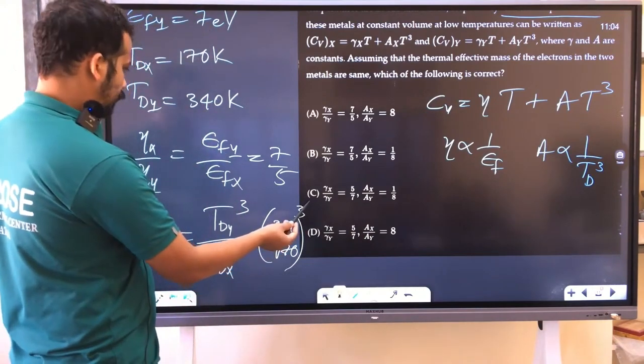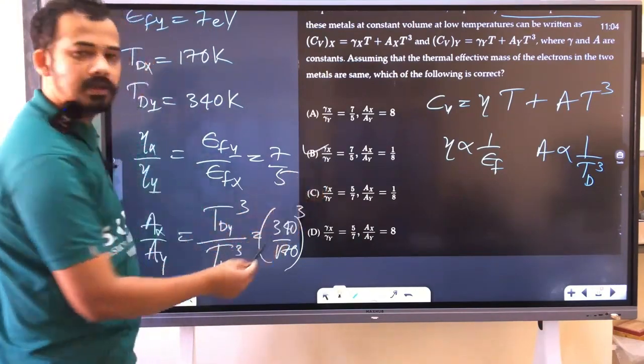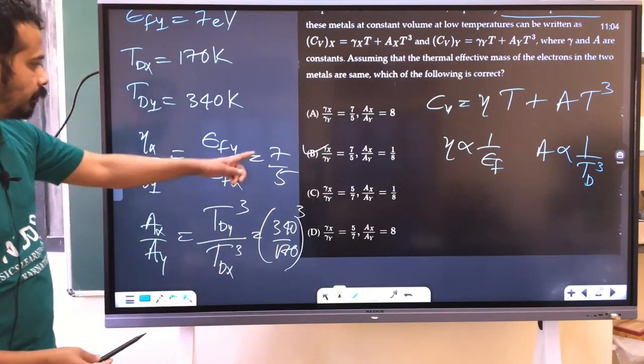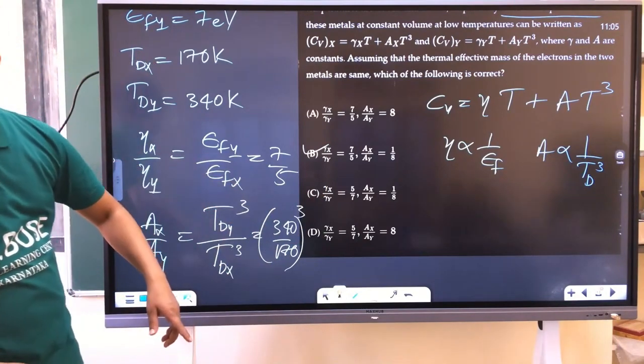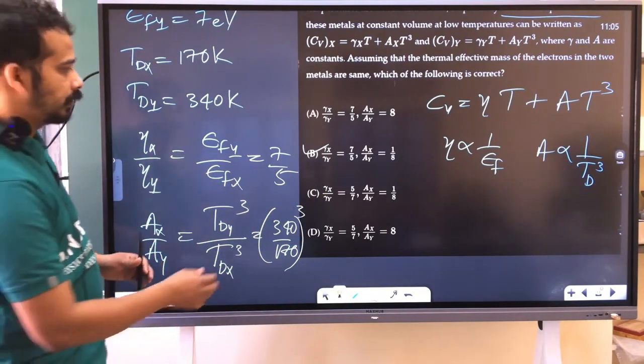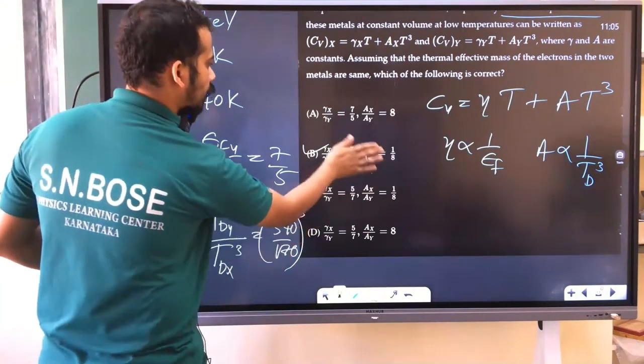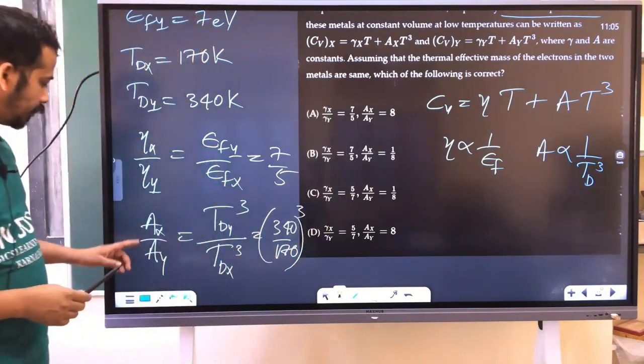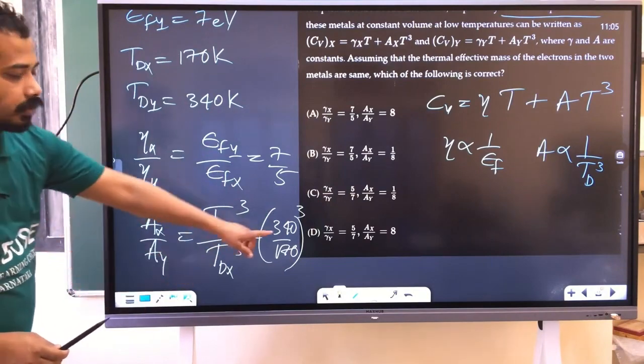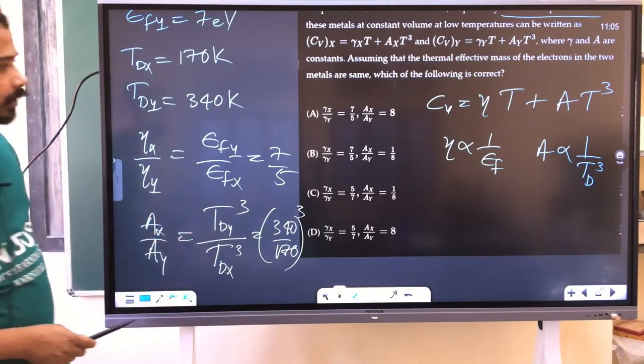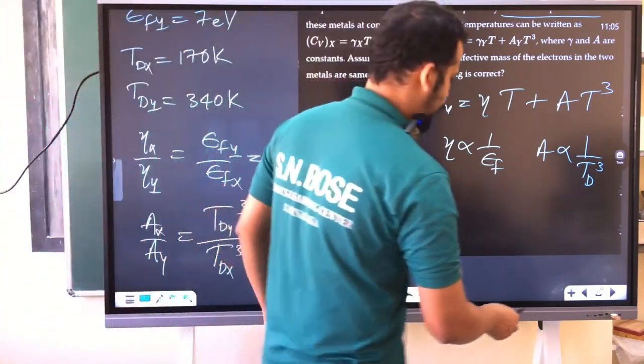Which one? This one, B, isn't it? 7 by 5 came here. 7 by 198, first option. Okay, what is AX by AY? 2 cube, 2 cube. Yeah, that's right. Okay, do it again.